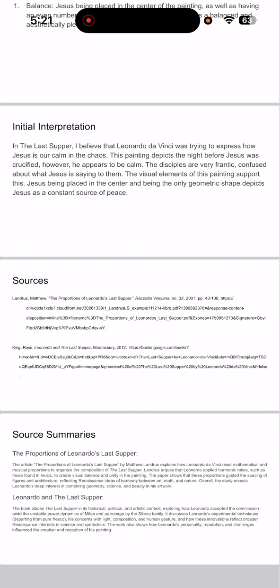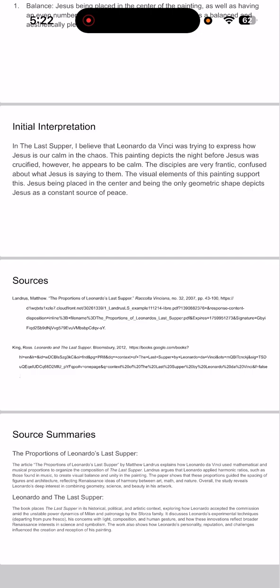It says in the article, The Proportions of Leonardo's Last Supper by Matthew Landrus explains how Leonardo da Vinci used mathematical and musical proportions to organize the composition of the Last Supper. Landrus argues that Leonardo applied harmonic ratios, such as those found in music, to create visual balance and unity in the painting. The paper shows that these proportions are guided by the spacing of figures in architecture, reflecting the Renaissance ideas in harmony between the art, math, and nature. Overall, the study reveals Leonardo's deep interest in combining geometry, science, and beauty in his artwork.